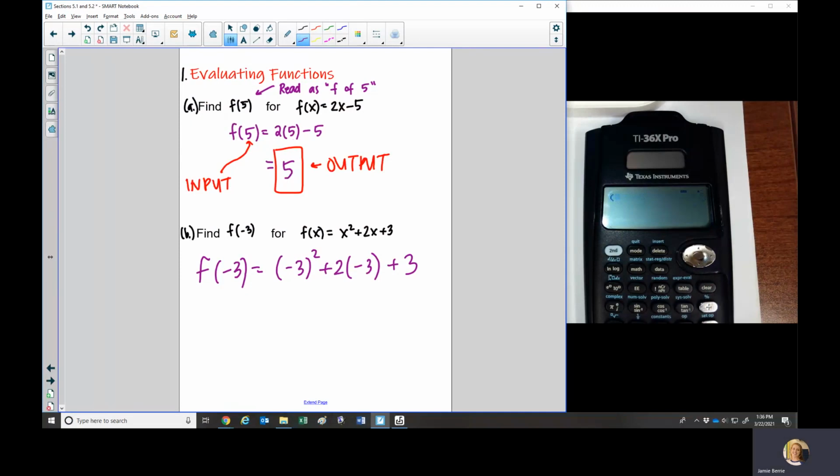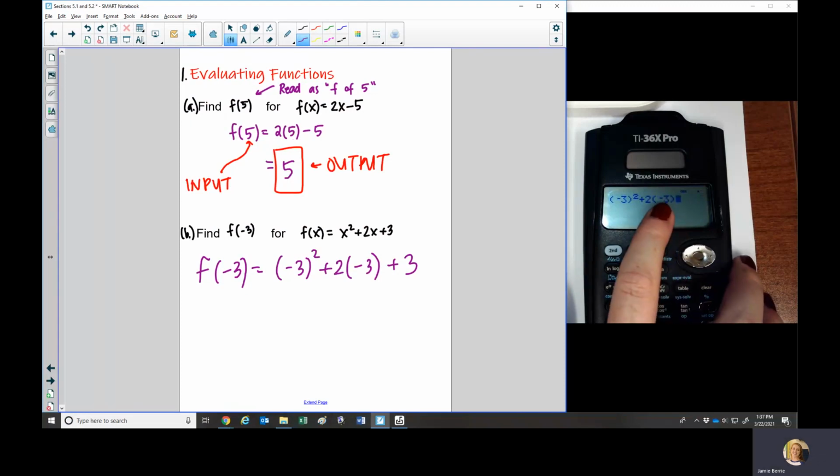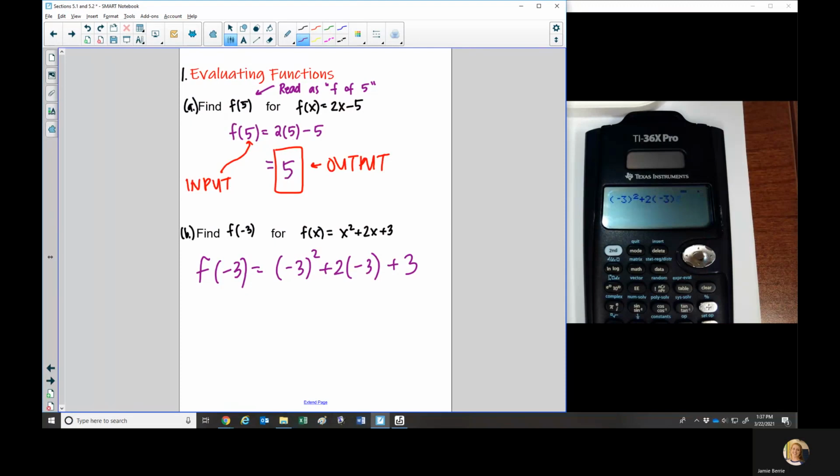All right, so let's plug that in the calculator. Negative 3 squared plus 2 times negative 3. Notice that I'm using the negative sign and not the minus. Plus 3 is 6. Okay. That's our output this time. Our output was 6. Our input was negative 3.